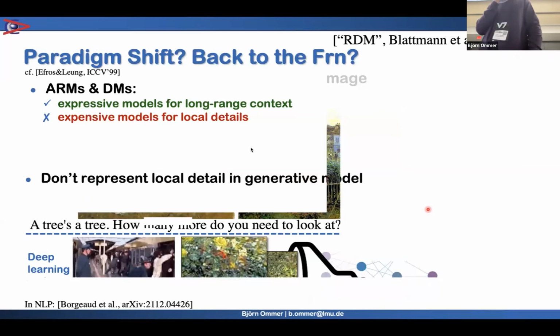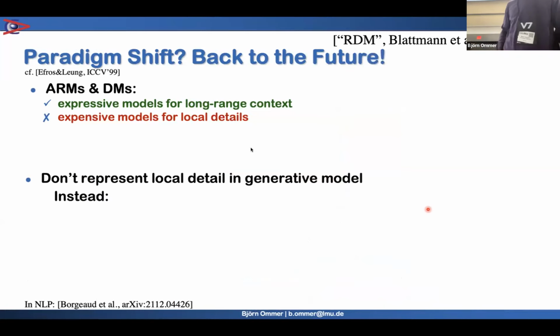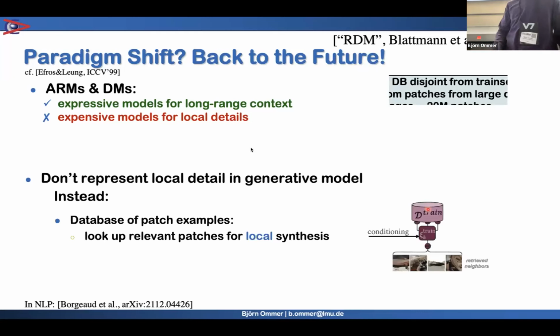This is a paradigm shift that I would advocate for here. Don't learn to represent these local details in a generative model. Instead, utilize a database of patch examples. And then during inference, look up the relevant details that you care about from this database and synthesize conditioned on those samples that you've retrieved.